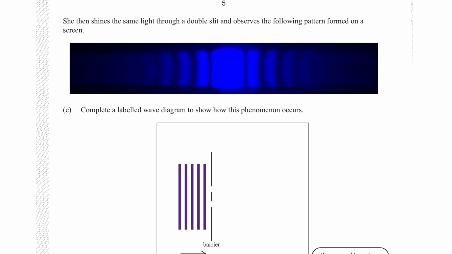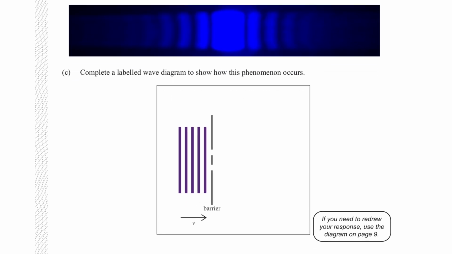She then shines the same light through a double slit and observes the following pattern. So we've got bright fringes.